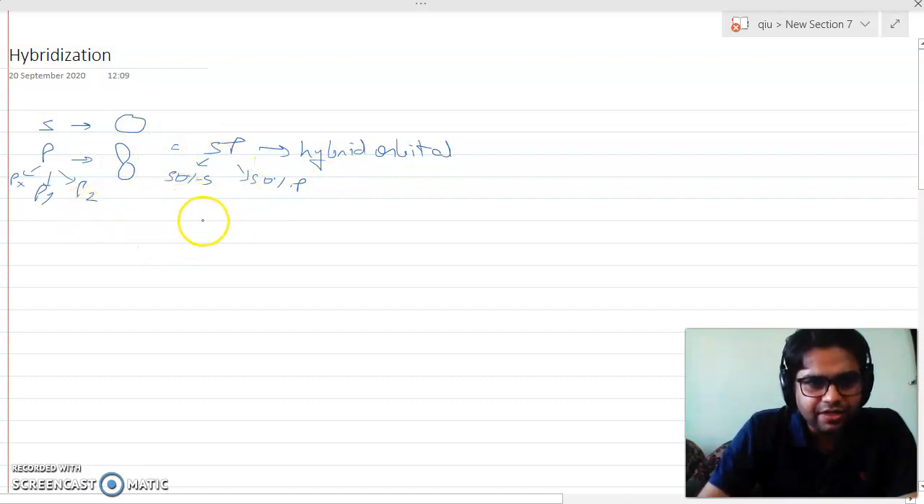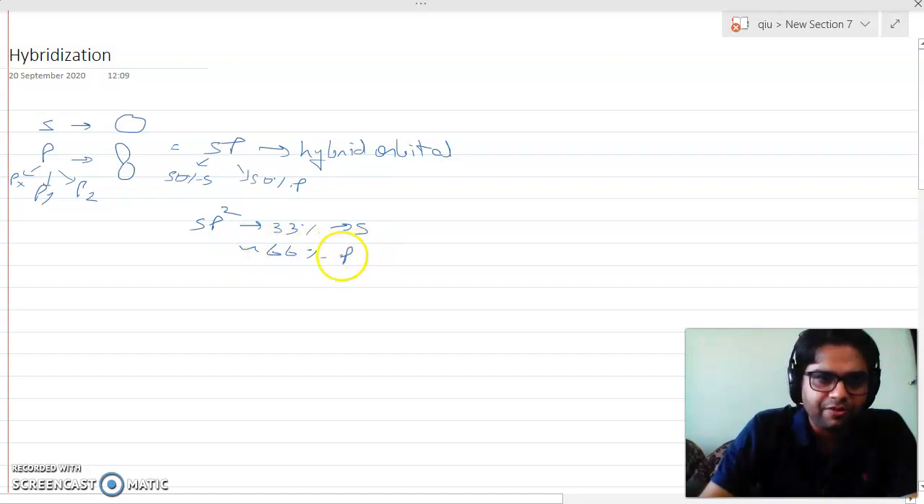Similarly, if we consider that s is mixing with any two of these three p orbitals, we will have one s and two p orbitals, and here around 33% will be s character and the remaining around 66% will be p character. So this is a characteristic of hybridization. They are not pure orbitals, rather they are a mixture of atomic orbitals. They display some character of s, some character of p, and some character of d, depending upon which orbitals mix with them.